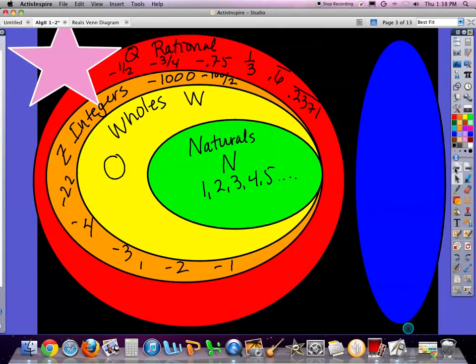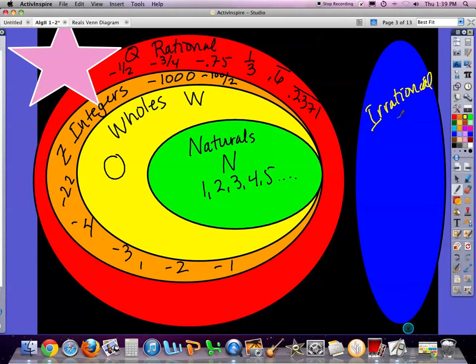All right, so where does that go? Well, this actually gets to go to this location over here. This blue, which maybe I need a different color here so you can see it. They're called irrational numbers.